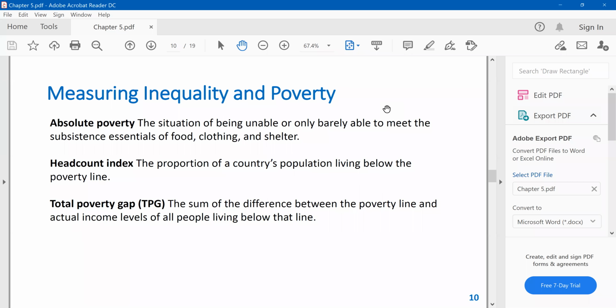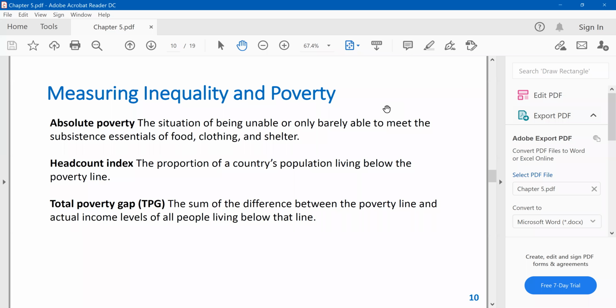Okay, so this was the general introduction to measuring inequality. As I said before, there are other indexes, Theil index and Atkinson index. Your textbook, I'm sure, talks about these things. So you're gonna read that. But let's talk about poverty now.